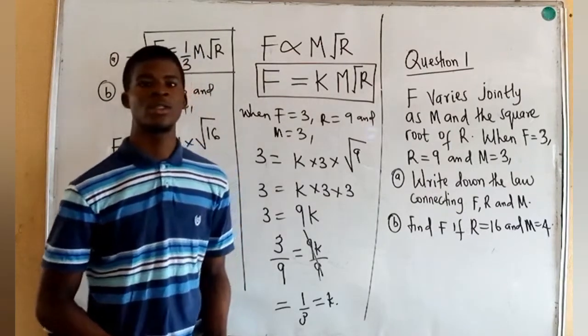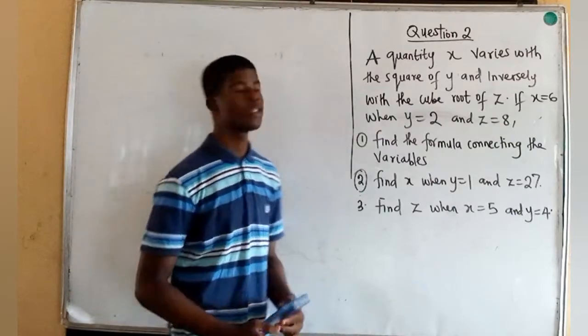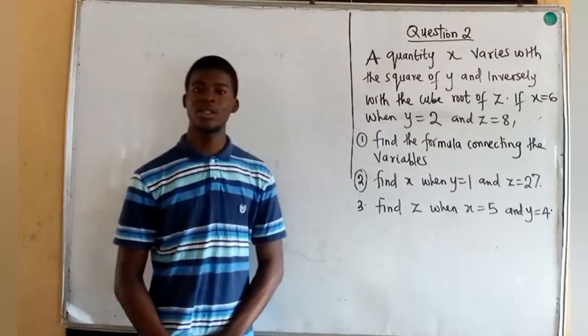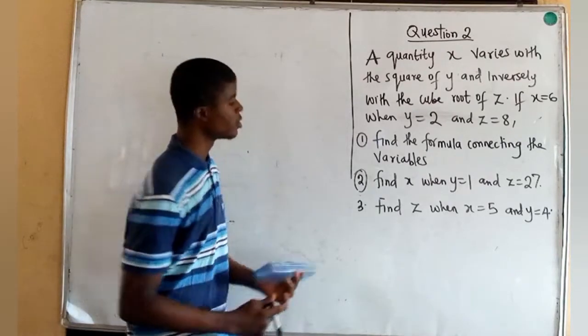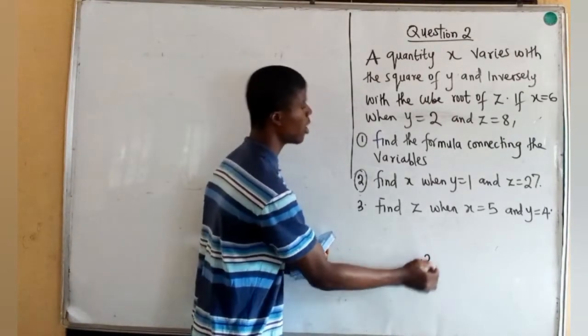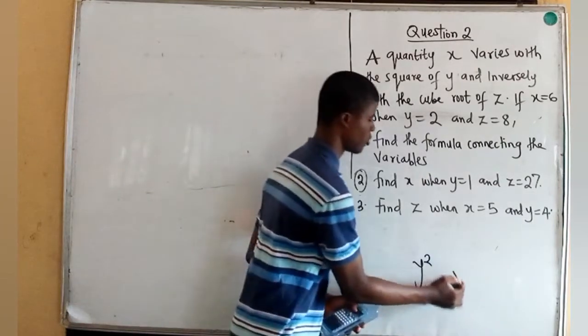So let's see question 2, the last question but not the least. It says a quantity x varies with the square of y, this is y squared, and inversely with the cube root of z. This is the cube root of z.